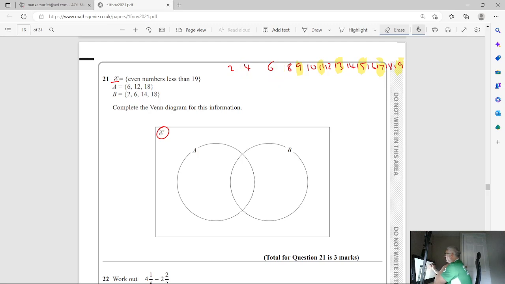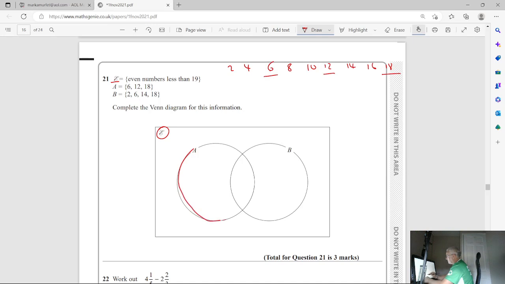Okay, and I know it's taken a little bit of time to draw these on just to then get rid of them, but I want you to understand the process, if that makes sense. So we've got 2, 4, 6, 8, 10, 12, 14, 16, 18. Now set A includes 6, 12, and 18. So they're going to go in A.